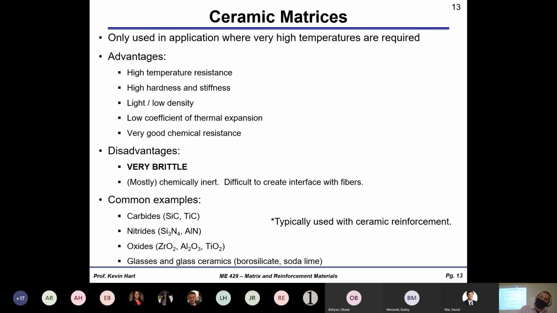And while being chemically inert can be advantageous, so you're not going to break down, it can also be disadvantageous when you're talking about needing to react with the reinforcement to create a good bond. So that's also a consideration. All right, some common examples here on the bottom. Some carbides, so we have silicon carbide, titanium carbide, nitrides, this is silicon nitride, aluminum nitride, oxides, and all glasses that make up glass fiber composites would be sort of classified as ceramics.